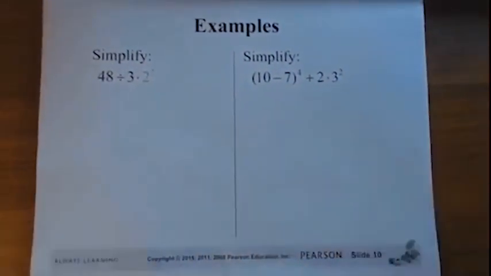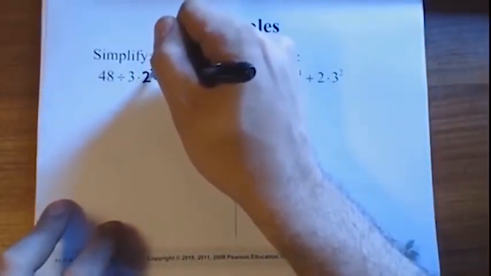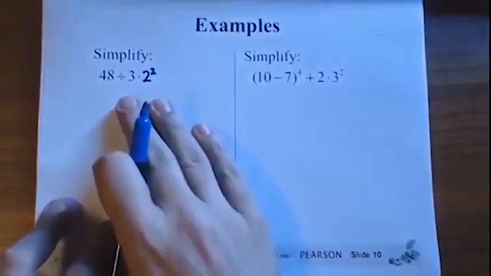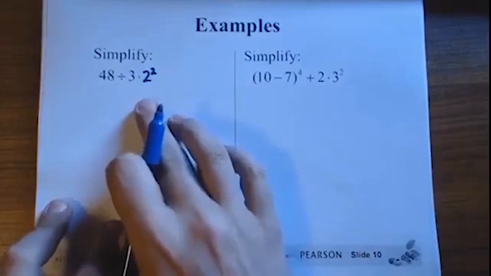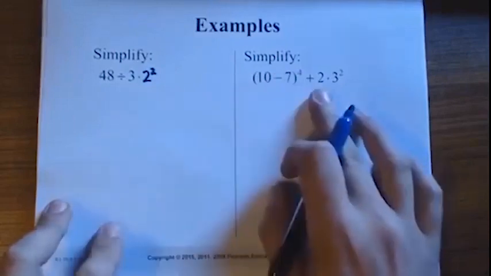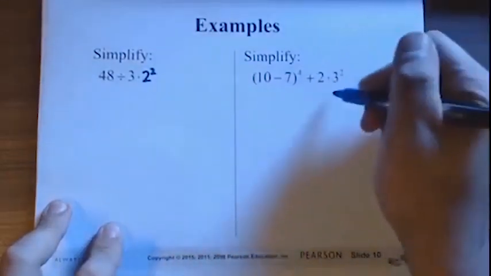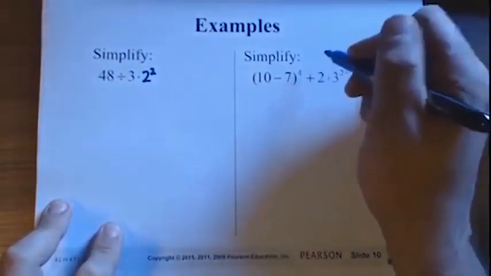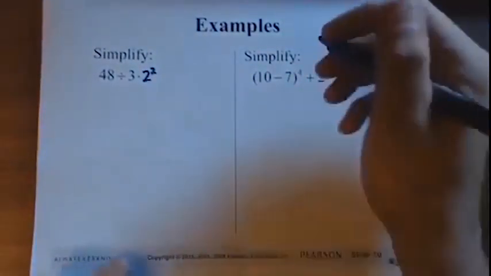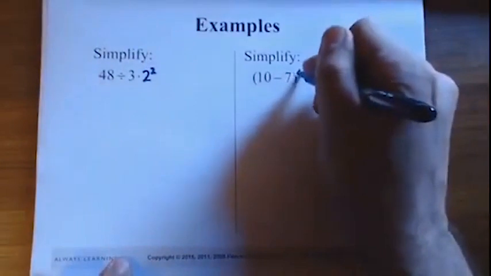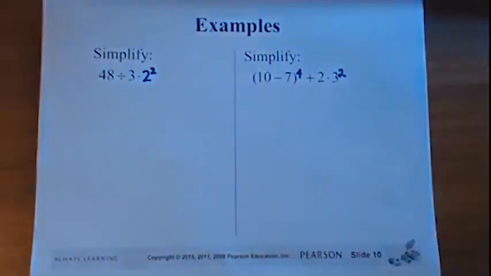Here are 2 problems, order of operations, I'd love you to try. 48 divided by 3 times 2 squared, and 10 minus 7 to the 4th power plus 2 times 3 squared. Go ahead and try these. Fourth power and a squared.